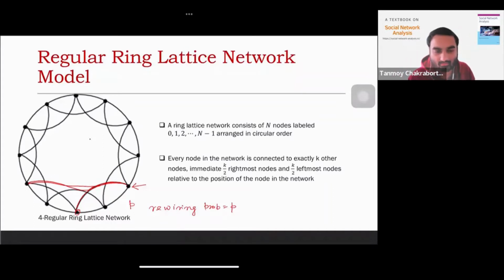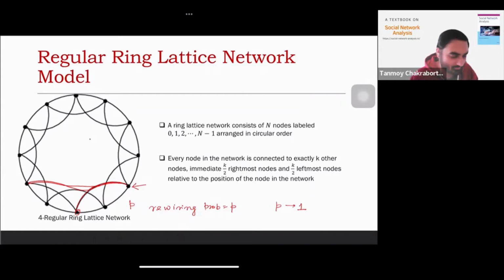Okay. So again, let me reiterate what we are doing. We choose a particular node. We rewire. We keep on rewiring edges based on the probability P. With probability P, you rewire. With probability 1 minus P, you do not rewire. Right? So when P tends to 1, it means that it is very highly likely that whatever edge you choose, it will be eligible for rewiring. So when P tends to 1, the regular lattice tends to become a random network.